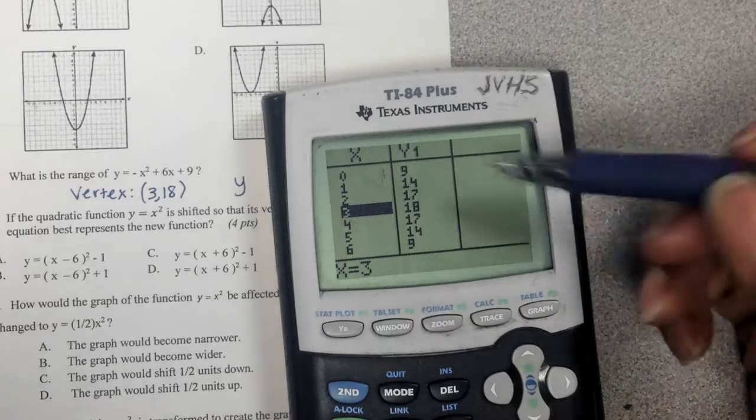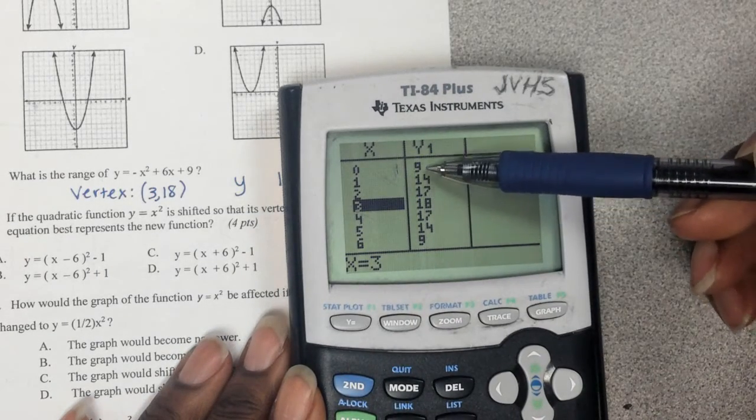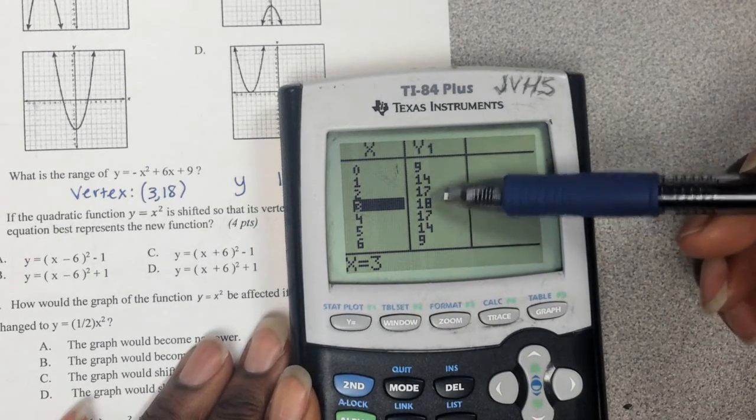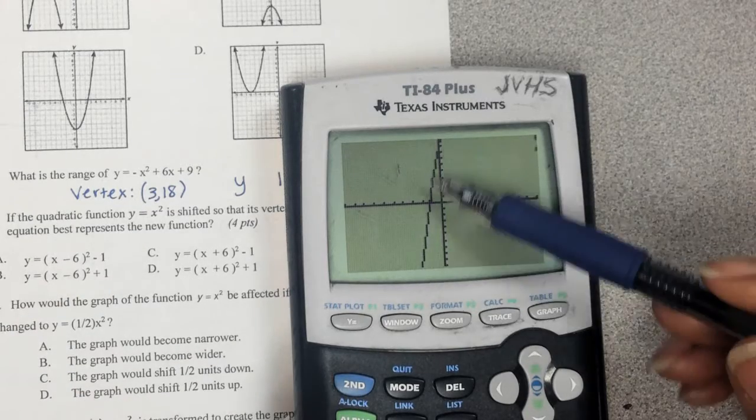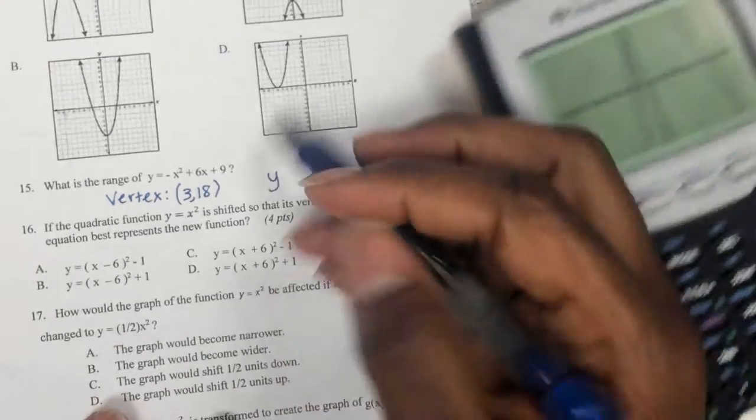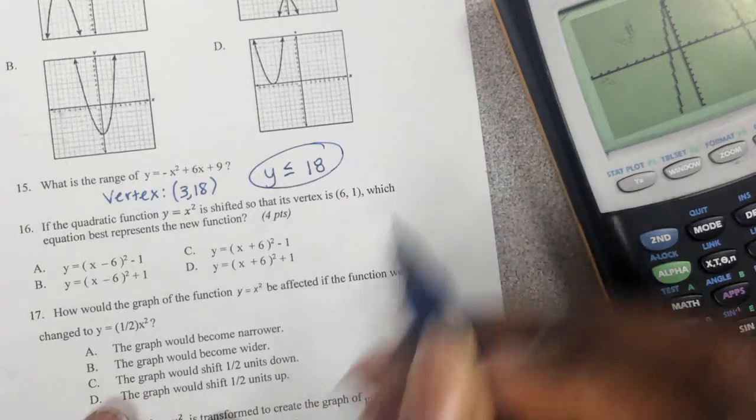Another way to check is to look at your numbers around the vertex. They're getting smaller. Or even press graph. Hopefully it shows it. Yes, it opens down. So that should be less than or equal to.